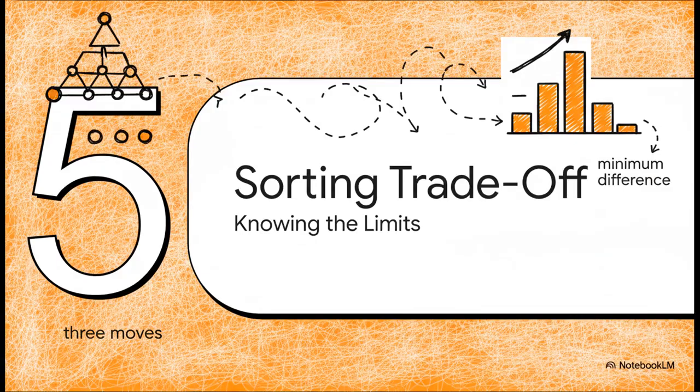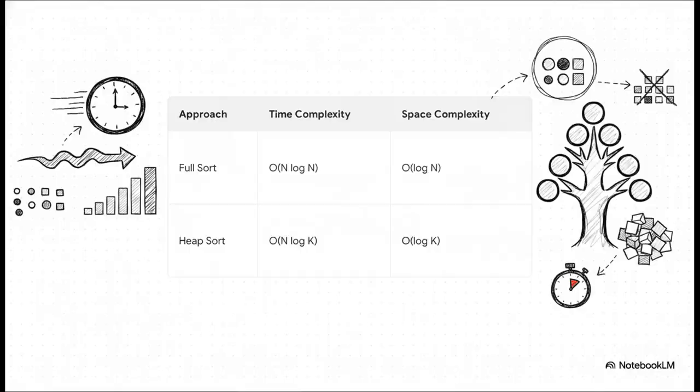And finally, Section 5, the sorting trade-off, knowing the limits. Let's look at the minimum difference problem to see where our hero pattern finally hits a wall. Now, what's really interesting about this slide is the revelation that the heap isn't always the undisputed champion. In this specific problem, you're allowed to change 3 elements to minimize the difference between the maximum and minimum values. Logically, we only need to look at the 4 smallest and 4 largest elements. Using a heap to partially sort and just grab those 8 elements takes O of n log k time.